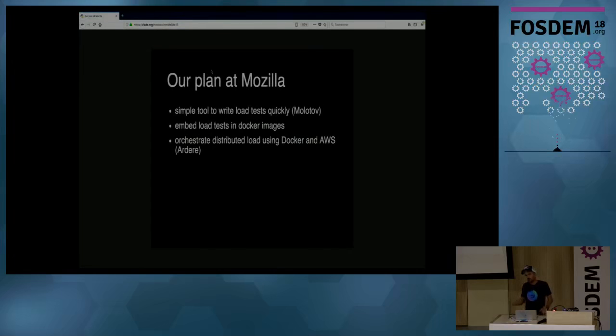Given that, our plan at Mozilla is to provide a simple tool to write load tests super quickly. We want people at Mozilla who are not familiar with Python to be able to write load tests by copying and pasting other existing load tests, so we want to keep it simple. And from there, when we have a load test that's able to load test a web service, we just put it in a Docker image, and when we need to do a distributed load test, we use Amazon and Docker to deploy and orchestrate a massive load test that can run on 200 or 300 boxes on Amazon. But like I said before, most of the time we just take the test and run it on a laptop, break the service, and go see the dev and say, hey, I broke your service in 2 seconds. Now you need to do something about it.